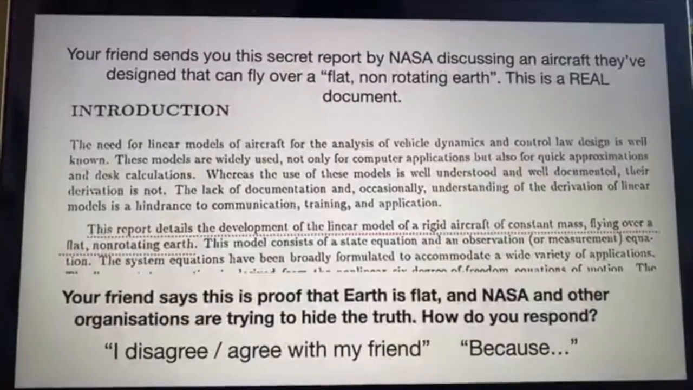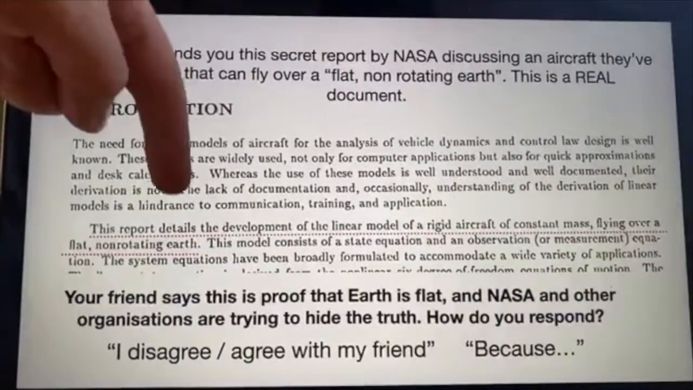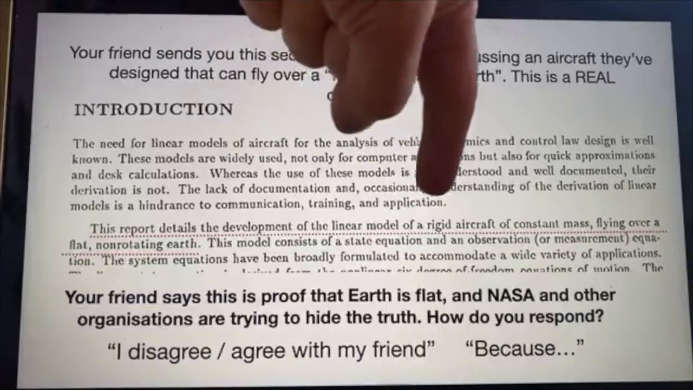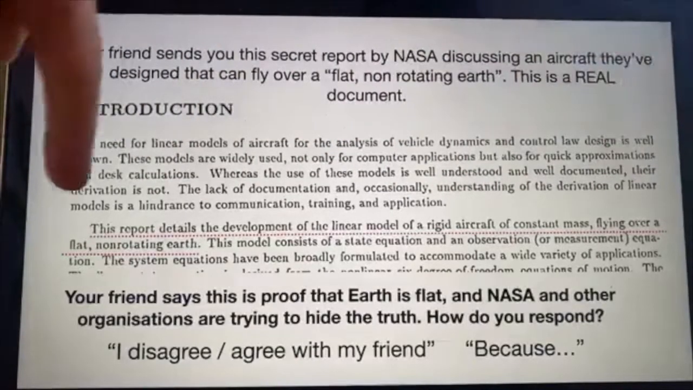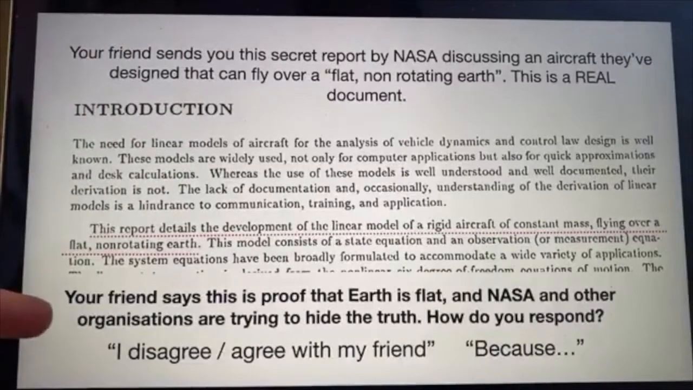Okay, your friend sends you this report. This report details the development of the linear model of a rigid aircraft of constant mass. It doesn't matter if you don't understand all that, but look, flying over a flat, non-rotating Earth. Your friend says this is proof that Earth is flat, and NASA and other organisations are trying to hide the truth. How do you respond? Do you agree or do you disagree? So I'd like you to write or say, I disagree or agree with my friend, and why.